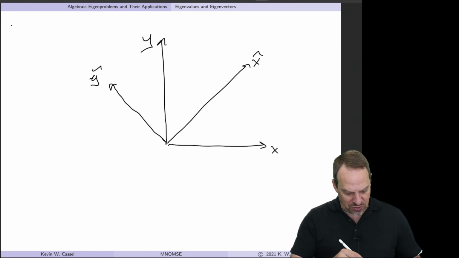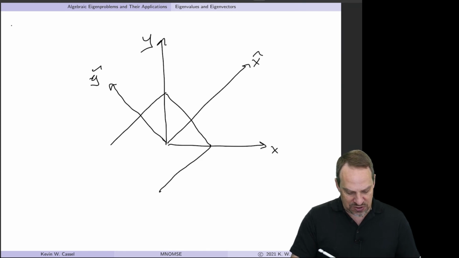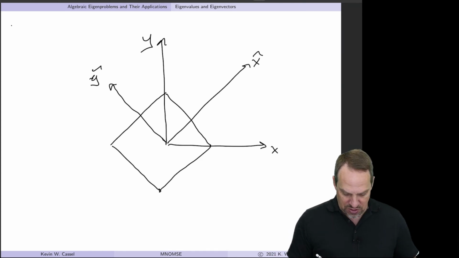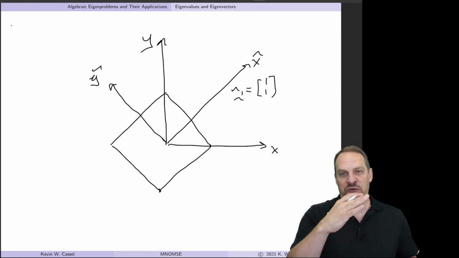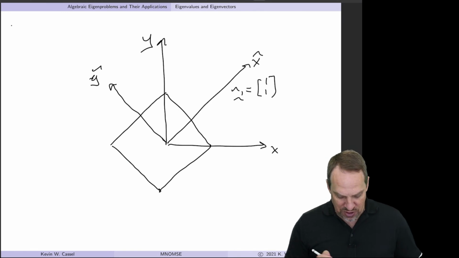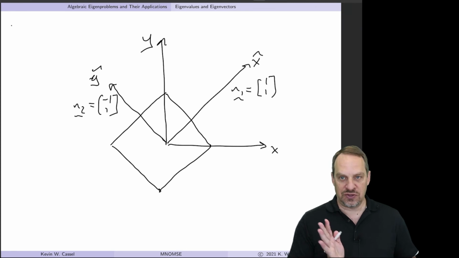But now our orientation is as follows. We've rotated this by 45 degrees, and this vector is n1, which remember was 1, 1. So it goes off at a 45-degree angle in the first quadrant. And then the second vector is n2, and that is minus 1, 1. So that goes off in the second quadrant.